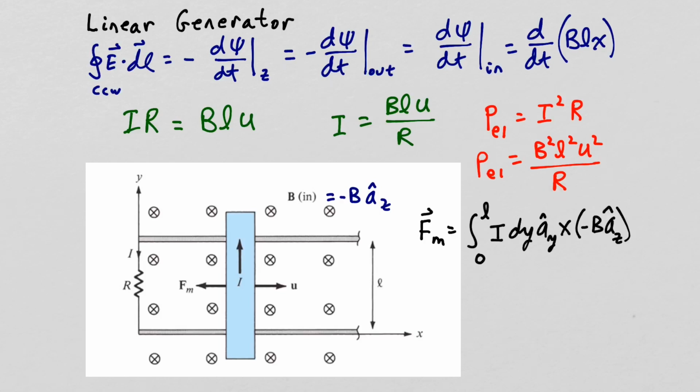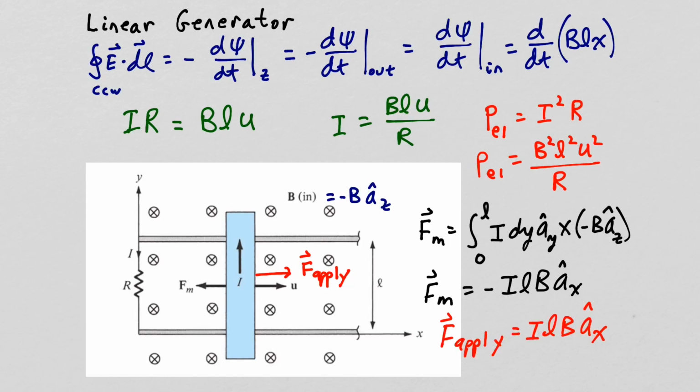Because there's a current flowing in this bar, it's going to experience a force. And the force will be the integral from 0 to L of I dl crossed with the magnetic field. So there will be a force of magnitude I times L times B in the minus x direction. So to move this bar with velocity U, you have to apply a force to overcome this force F sub m. So the force you are applying is I times L times B in the x direction.